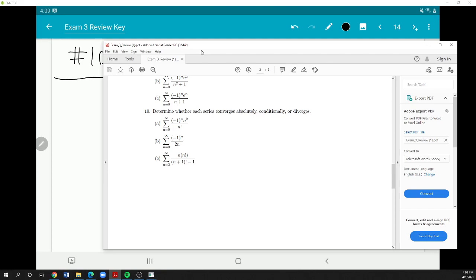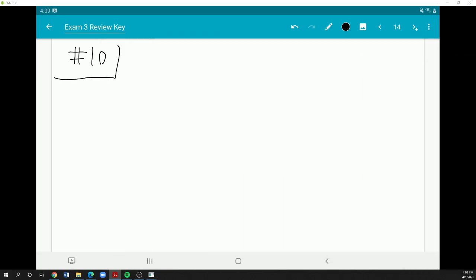When you're doing these series, first it's good to eyeball. Do the limits even go to 0? So I have n squared over n factorial, and in my mind I know the limit of that goes to 0. So I don't get divergence for free. So I have the sum n equals 0 to infinity of minus 1 to the n times n squared over n factorial. One of the few hard rules is I see a factorial, so I do the ratio test.